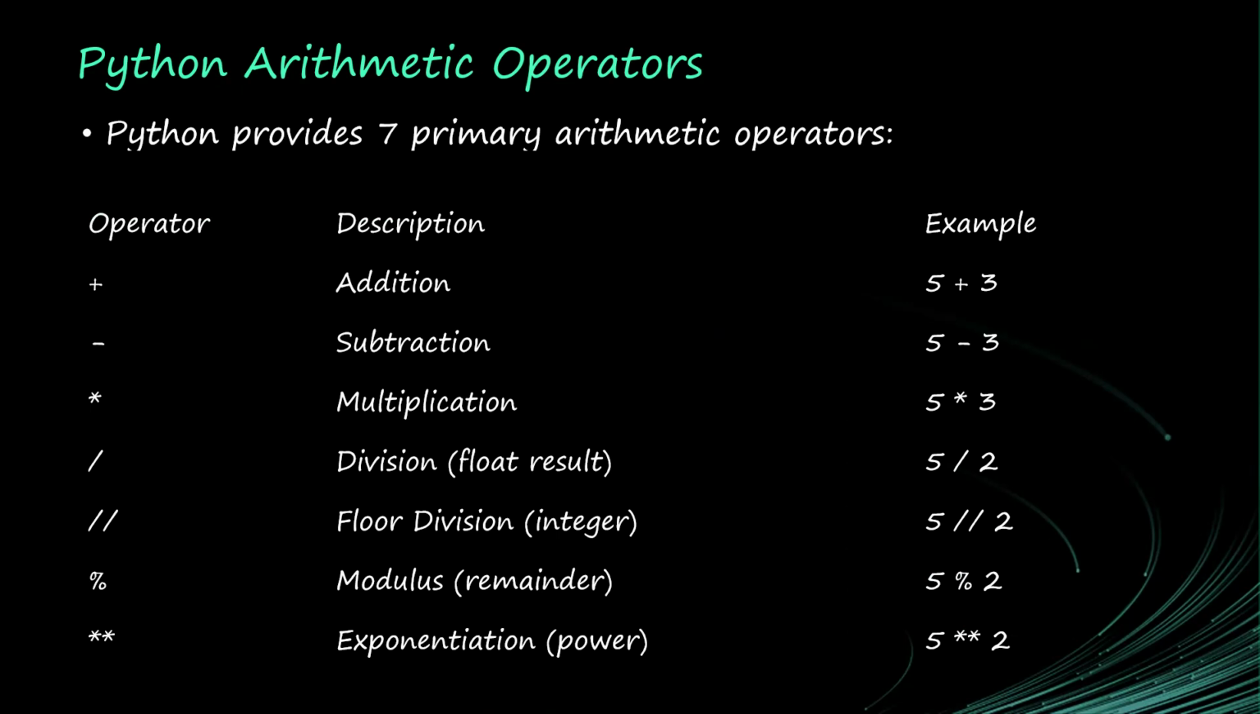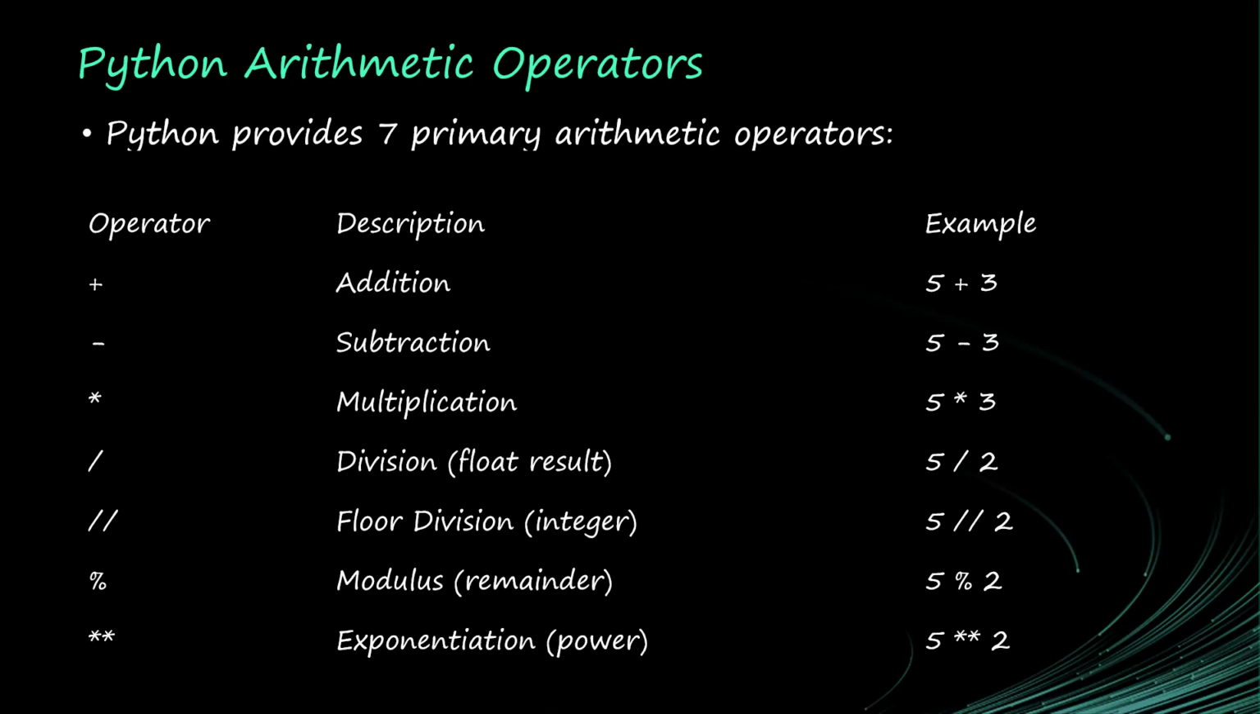The plus sign is the operator for addition, something like 5 plus 3. And the minus sign is for subtraction, 5 minus 3. The asterisk, the star, is for multiplication. Then the division. We have two types of division in Python. We have the normal division and we have the floor division or the integer division.